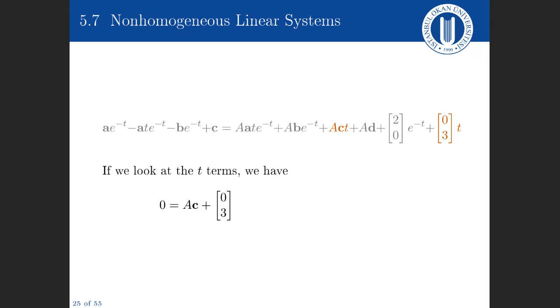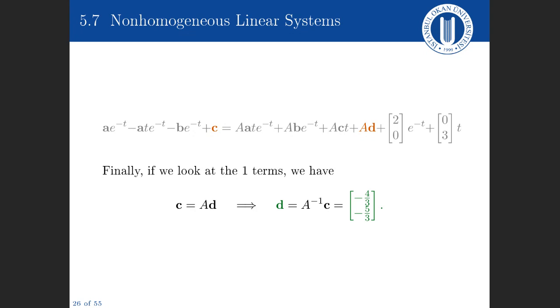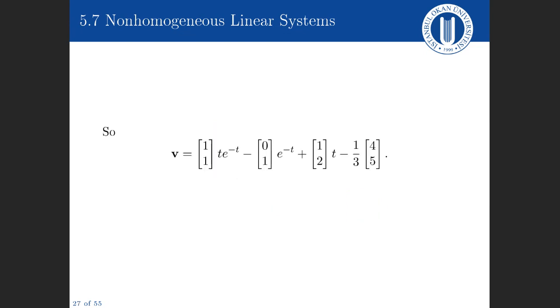Let's look at the terms involving t. On the left side, there are no terms which involve just t. On the right side, there's A c and 0, 3. That's quite easy. A is an invertible matrix, so we can find that c must be 1, 2. Then we just need to find d. We look at the terms involving the constant function 1. On the left side is c, and on the right side is A d. We already know c, and A is an invertible matrix. So we can calculate that d must be A inverse c, or minus 4 thirds, minus 5 thirds. And that's the calculations that we need to do. Now we know a, b, c, d. Now we know the particular solution.